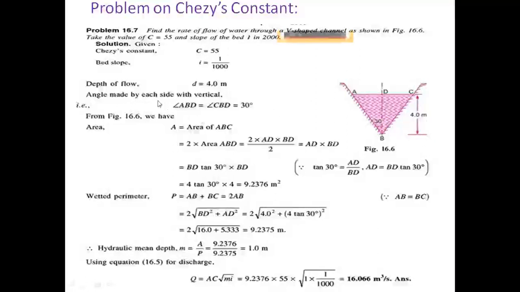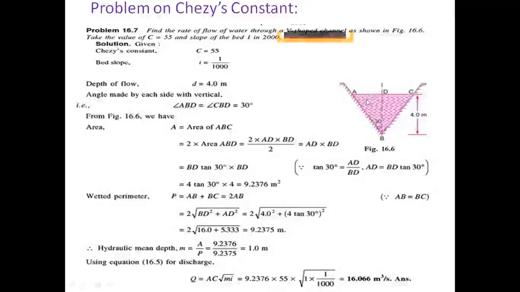The angle made by each side of the V-shaped channel: the angle is made as angle ABD on the left side and angle CBD on the right side. Both are equal to 30 degrees. So you need to find the area of the V-shaped channel, the area of ABC.